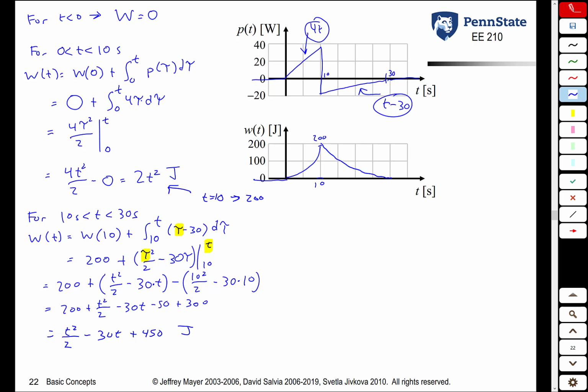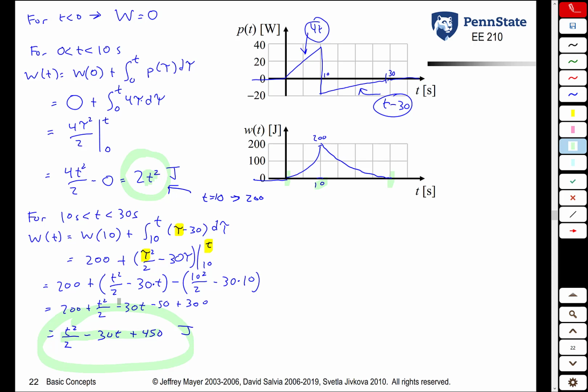Finally, if you wanted to check this math to make sure that this was correct here and here, evaluate these functions at 0, 10, and 30. For example, this thing evaluated at 0, you get 0. At 10, you get 200. This function, you evaluated at 10, you get 200. You evaluated at 30, you get 0. So once again, this sort of shows that your math is correct.